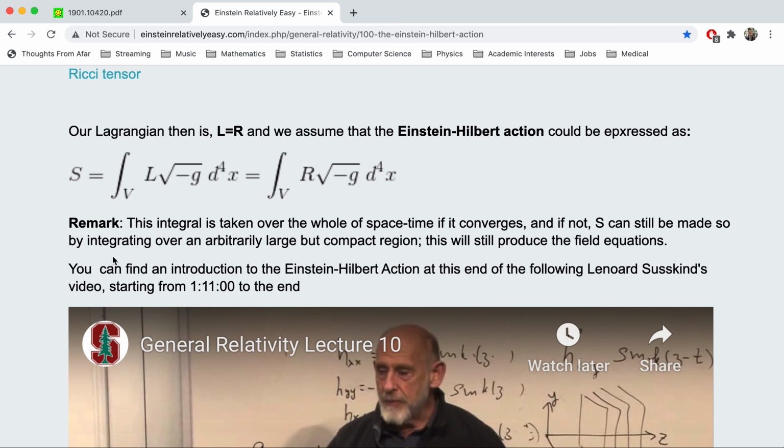And you can see here there's a remark. It says this integral is taken over the whole of space-time if it converges, and if not, S can still be made so by integrating over an arbitrary large region. Okay, so what this is saying is essentially, if the shape we chose is a really bad shape, so that when we start calculating these numbers, we start seeing infinity all over the place when we do our summing, that's really bad.